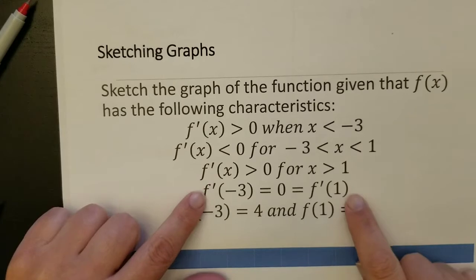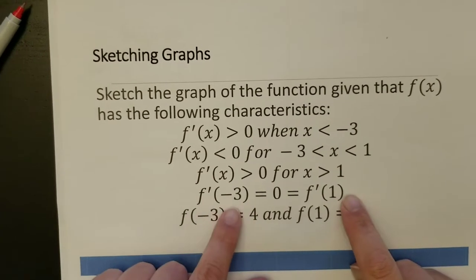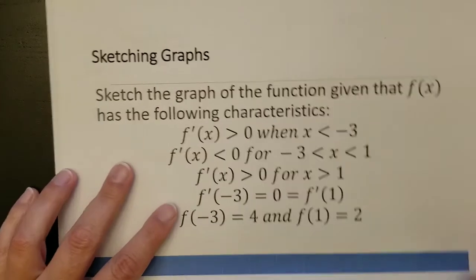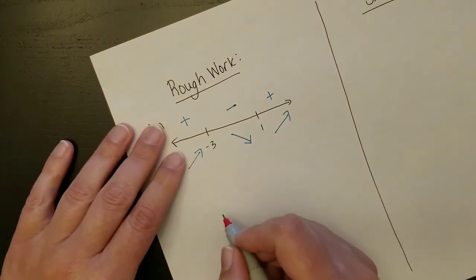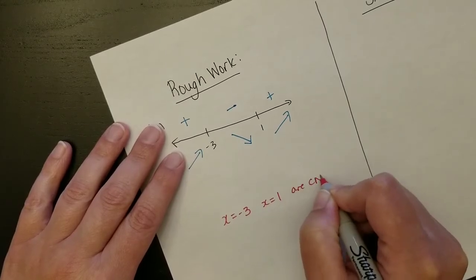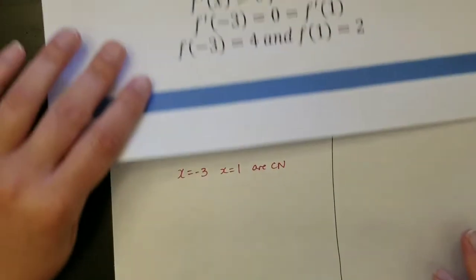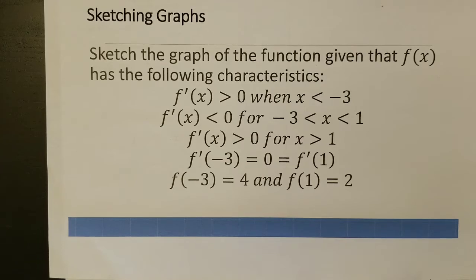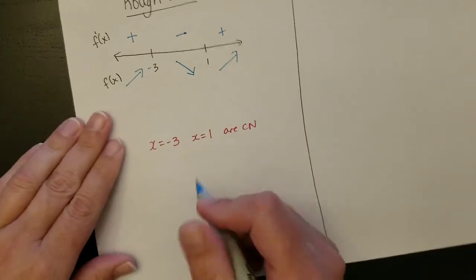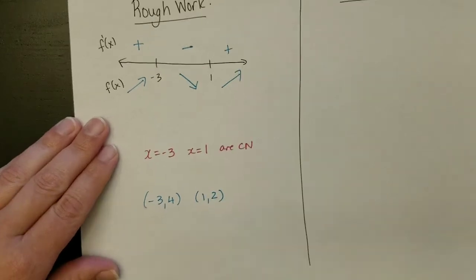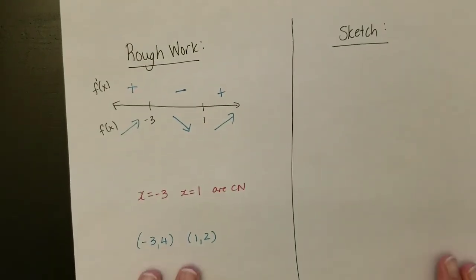Again, this next piece of information here, the derivative equals 0 when x equals -3 and x equals 1. So we know that -3 and 1 are critical numbers. And the last piece of information, we're given 2 points that lie on the function. f(-3) is 4 and f(1) is 2. So I can list out the coordinate pairs. The point (-3, 4) will be on the function, and the point (1, 2) will be on the function. So that's the information I know.